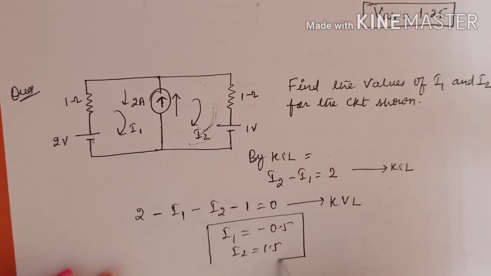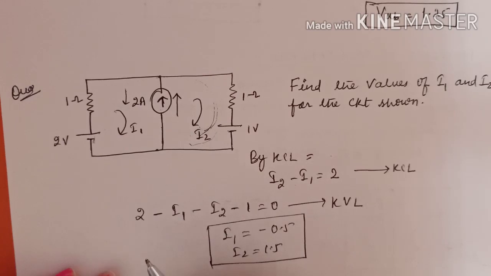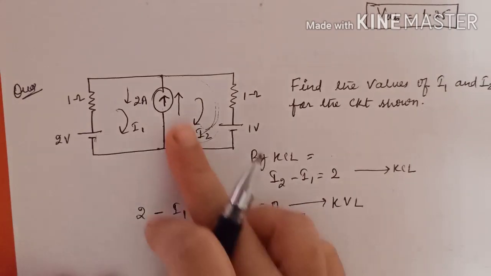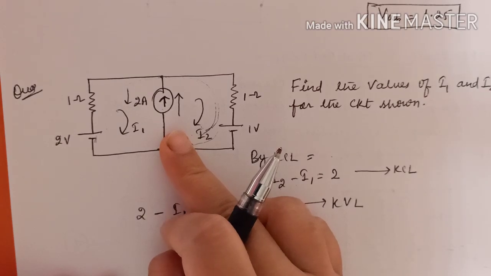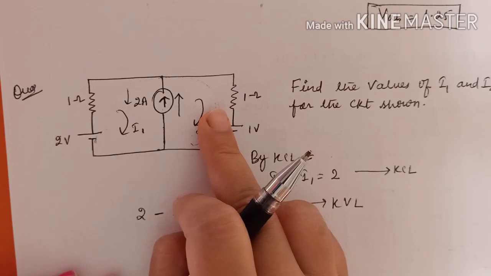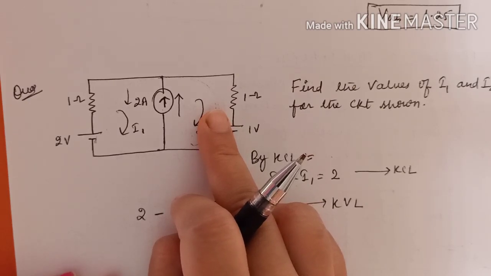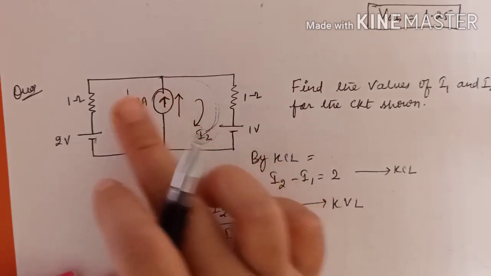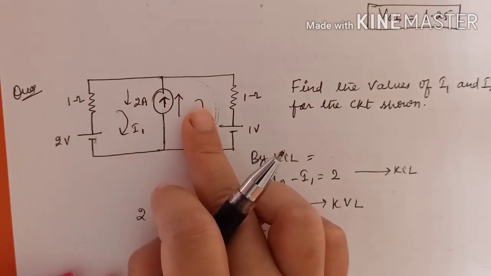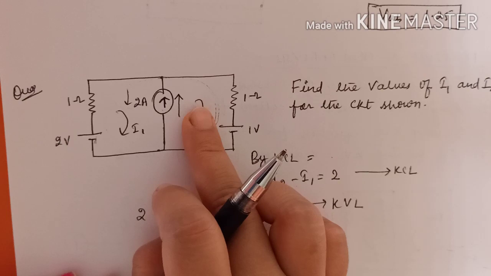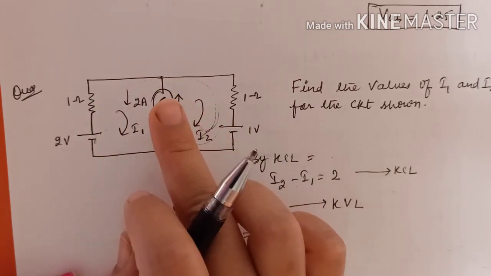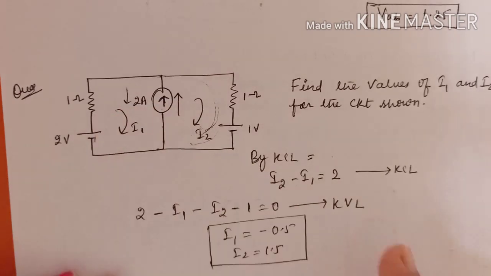So here I have applied the super mesh technique. You apply the super mesh technique when the current source branch is common for the two meshes, so it is easy to get the solution by using super mesh technique. Clear? This current source branch is common for the two meshes. So if you are getting like this, then you have to use the super mesh technique, means you need to take one full loop, and you have to apply the KCL and KVL both.